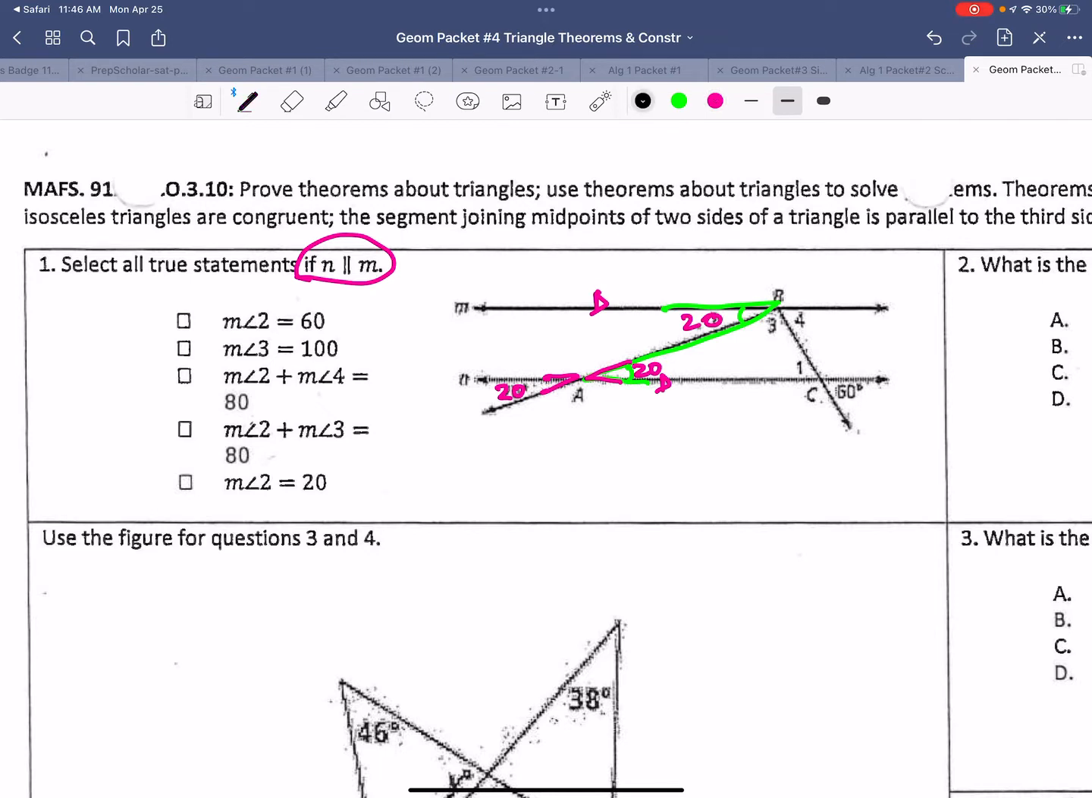Well, I see if these two are parallel, right, 1 and 4 have to be congruent. And this is vertical with 60. So that means 1 is 60 and 4 is 60. So right now, the measure of angle 1 is 60, the measure of 4 is 60. What was the measure of, let's see, I can't see this anymore. I forgot. 2. Okay, 2 was 20. 2 is 20.